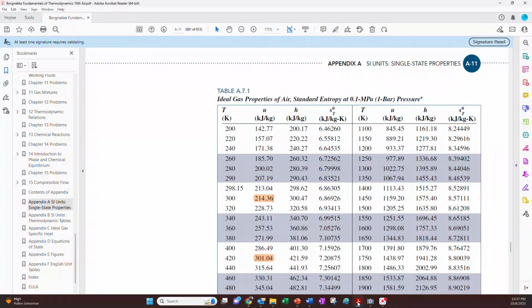Let's see, let me write it down while I'm looking at it. So the 1A, or A1, whatever you want to call it, is 400. So that's a 301.04. I wonder if I messed this up. I bet I did. Well, we'll redo the numbers then. And then we also had B1, 1B at 300 degrees at 214.36 kilojoules per kilogram. All right.